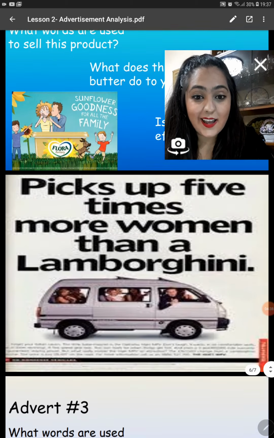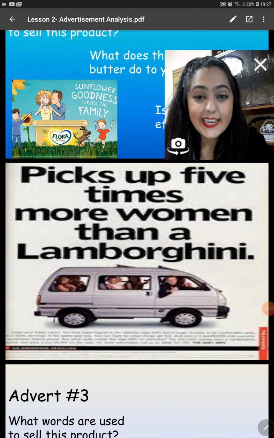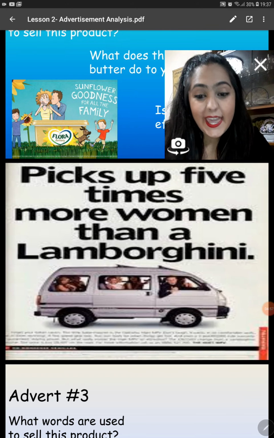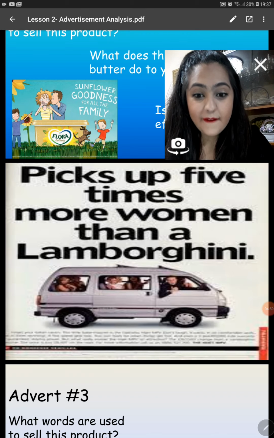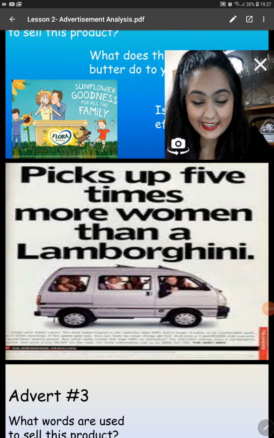Now let's look at this last advert. This one's a very funny one. It says, "Picks up 5 times more women than a Lamborghini." So this here is a kind of taxi. It's a minibus vehicle or a taxi vehicle. And it says that it picks up 5 times more women than a Lamborghini?